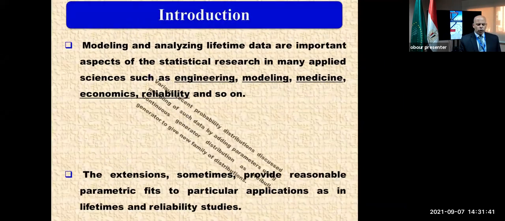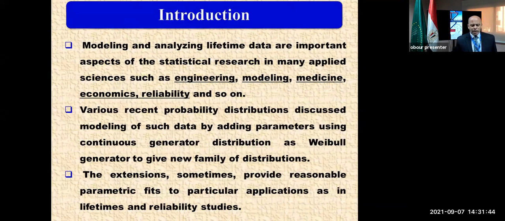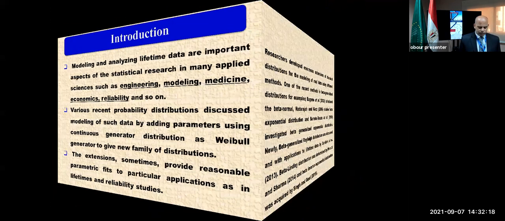Introduction and literature review. Modeling and analyzing lifetime data are important aspects of statistical research in many applied sciences such as engineering, medicine, economics, reliability, and so on. Various recent probability distributions discussed modeling of such data by adding parameters using continuous generative distributions, for example, the Weibull generator to give a new family of distributions. The extension sometimes provides reasonable parametric fits to particular applications as in lifetime and reliability studies.